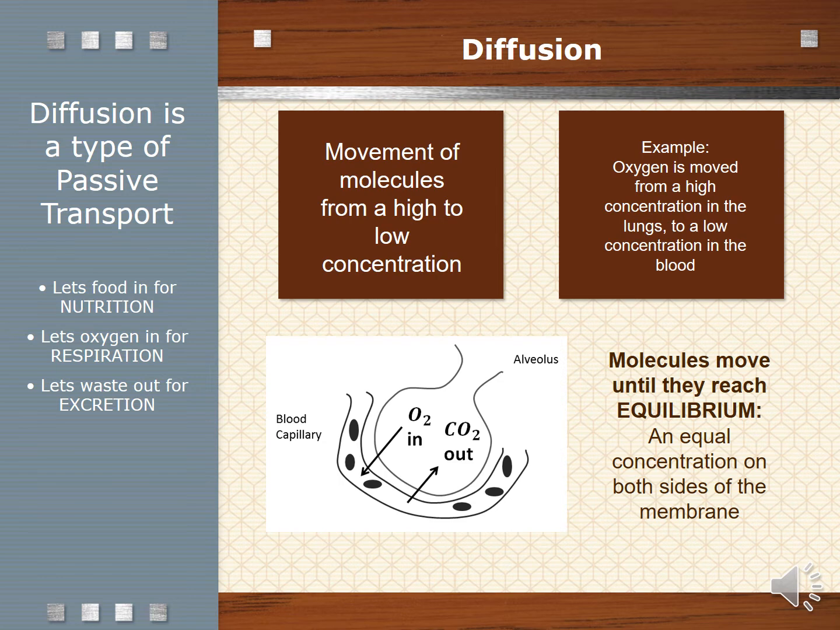So when that blood comes into your lungs, it's blue. It doesn't have oxygen. Your lungs are filled with lots of oxygen. So the oxygen is going to move from the area where there's lots of it to the area in the blood where there's low. And this movement is called diffusion. We're moving from high to low. The molecules move until they reach equilibrium. Equilibrium means that there is an equal concentration on both sides of the membrane. So there's an equal amount of oxygen in the lungs and in the blood, and that is equilibrium.